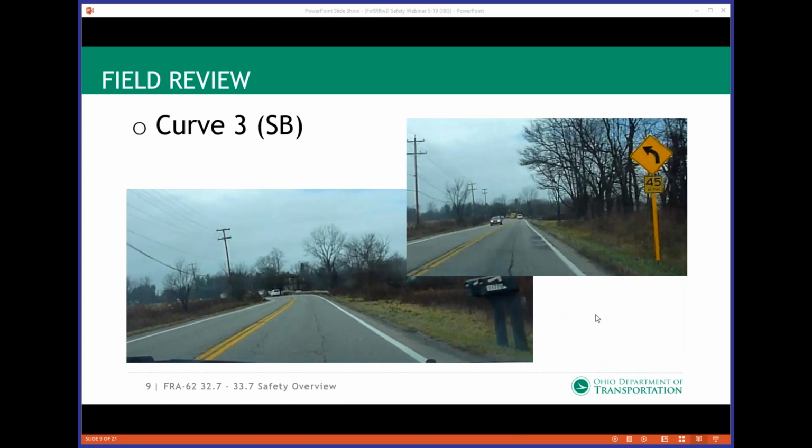So curve 3, that's the north curve, and this is looking southbound. That also had a curve warning sign, advisory speed 45 miles an hour, but there are no chevrons installed on that particular curve.